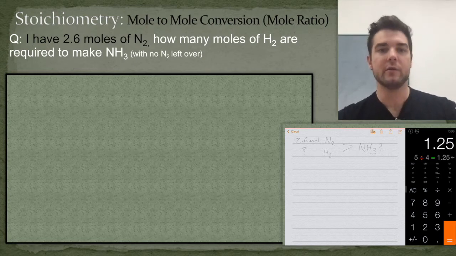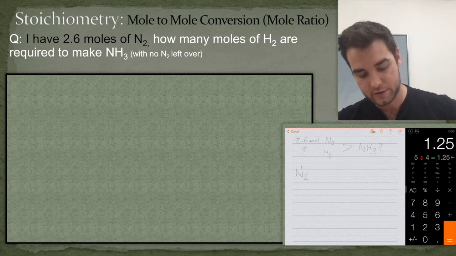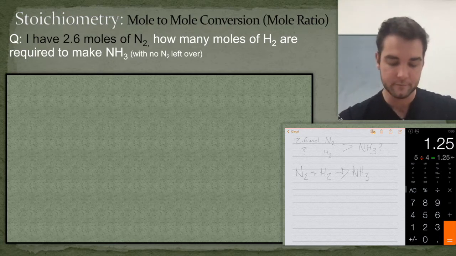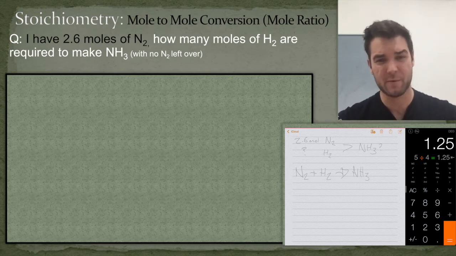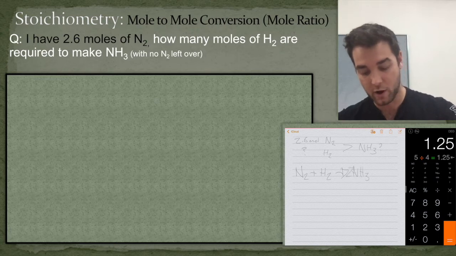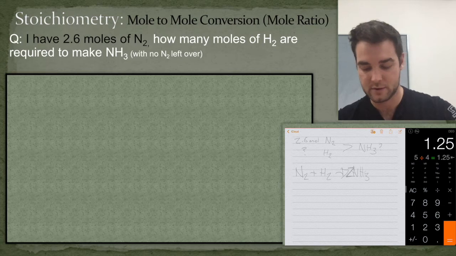The first thing I would do is write down an equation. Nitrogen plus hydrogen is going to give us ammonia gas. That's not balanced, is it? Let's try to balance that. Let's start with the big one first. Clearly our nitrogens aren't balanced. Remember, I can only change the coefficient. I can't change the subscript.